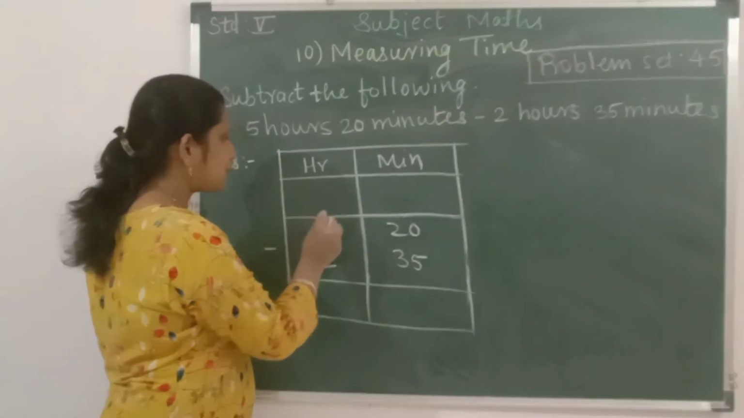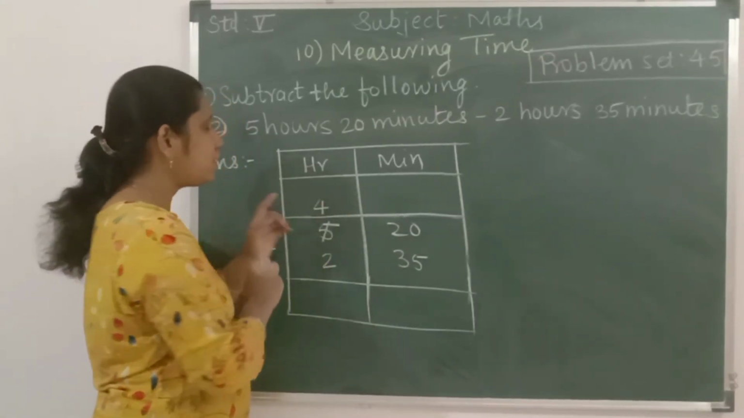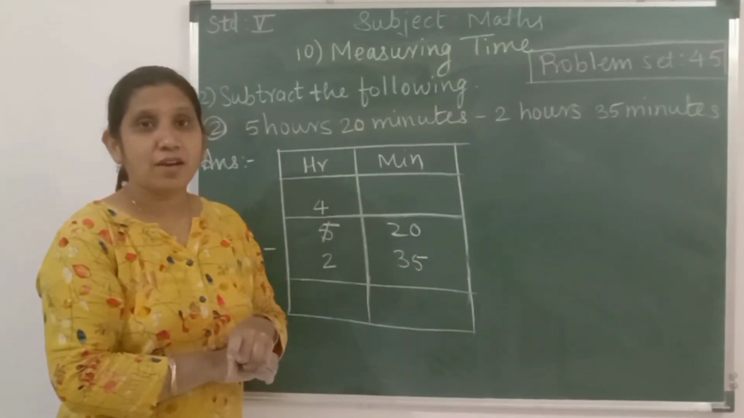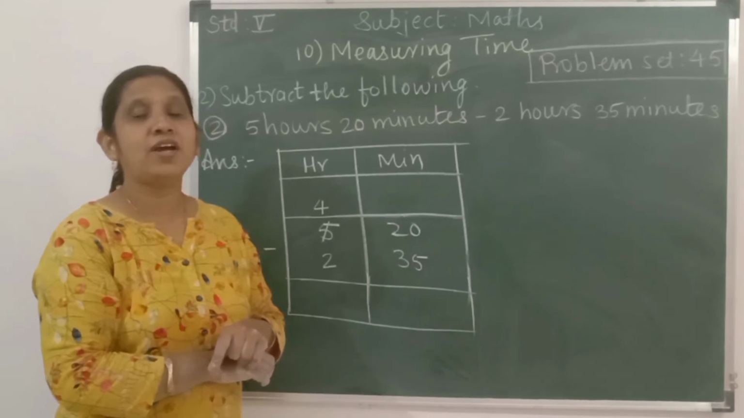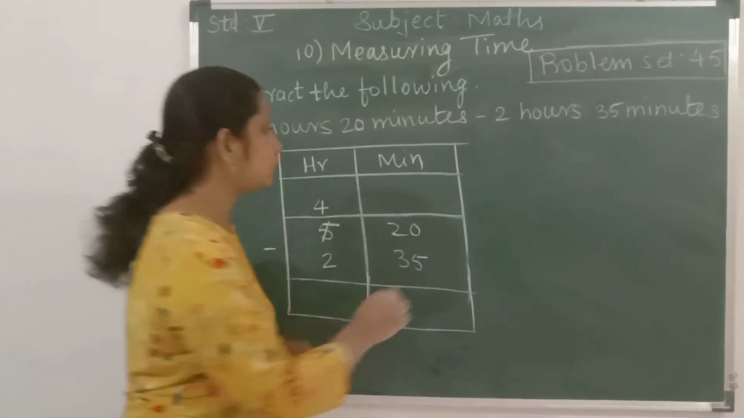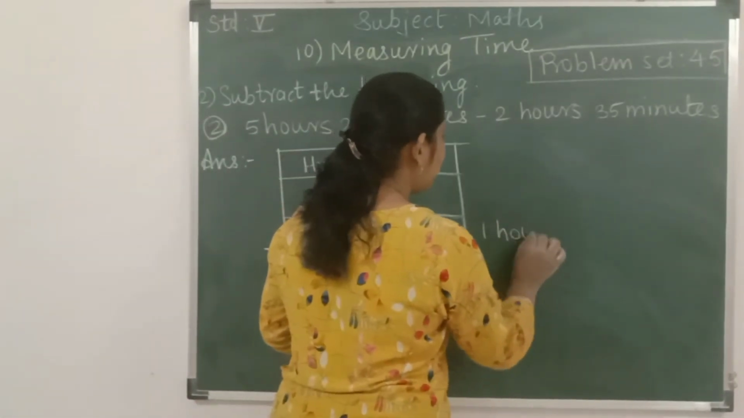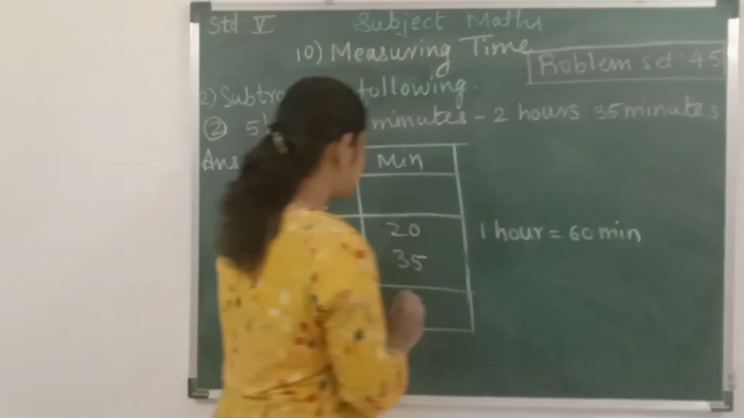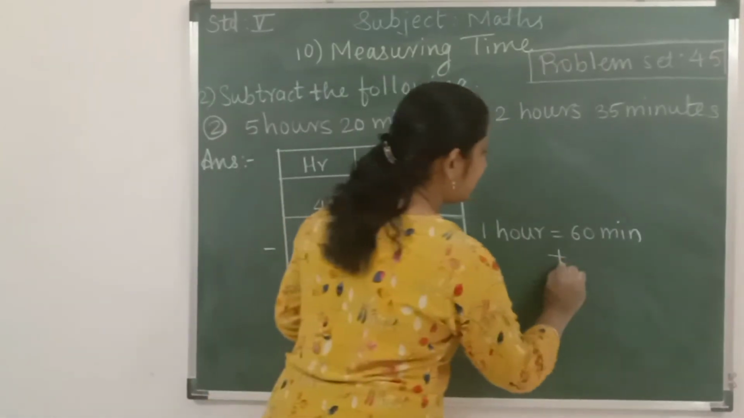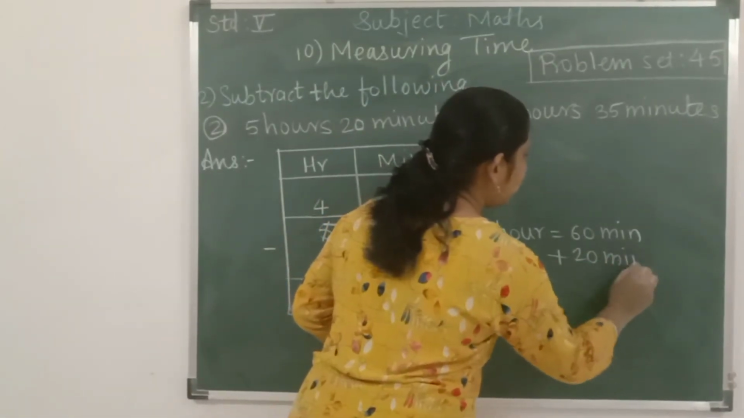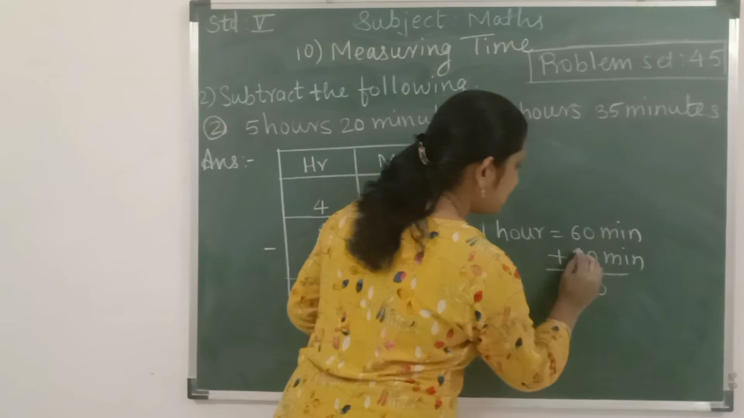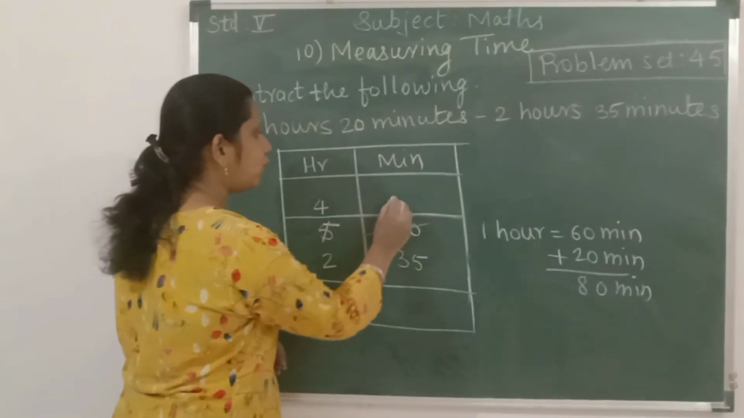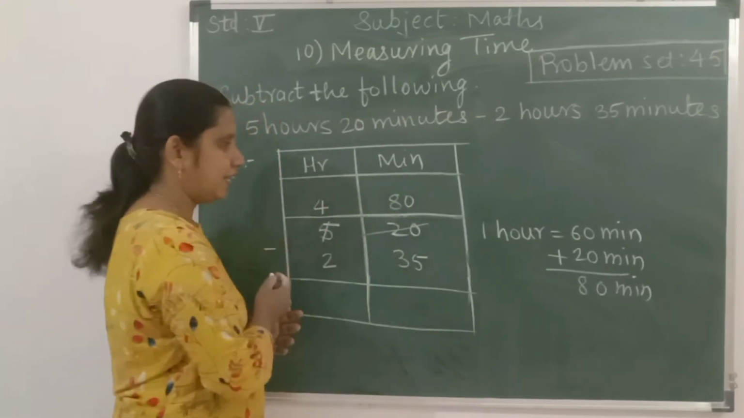So cancel this 5 hour. What remains? 4, because I am borrowing 1 hour. But when I am borrowing 1 hour, how many minutes am I borrowing? Of course 60 minutes. So let us write over here 1 hour is equal to 60 minutes. Plus this 20 minutes, we have to add. It becomes 6 plus 2, 8. 80 minutes. So cancel this 20 and write 80.